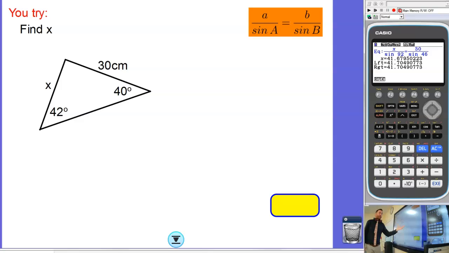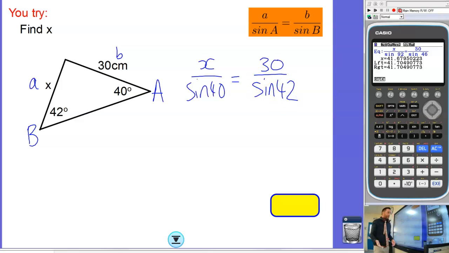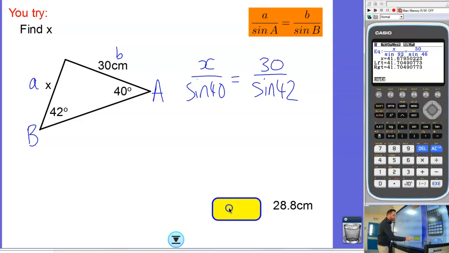Okay, and here is the answer for this one. So I would have labelled it as little a here, big A here, and I would say big B here and little b here. And then I would say that A over sine 40 equals B over sine 42. Either rearrange that or type it straight in your calculator, and you should get an answer of 28.8 centimetres.